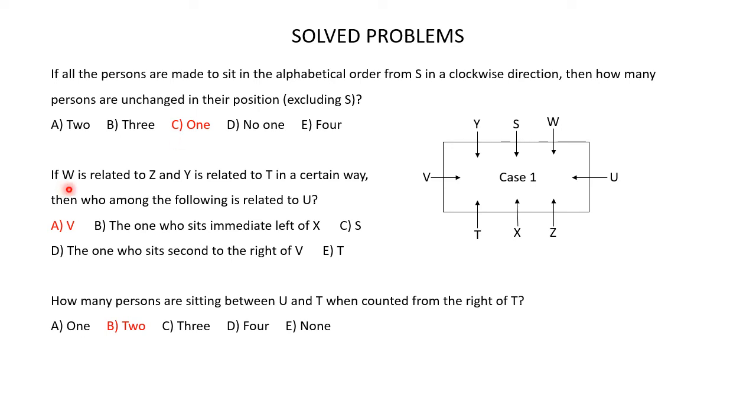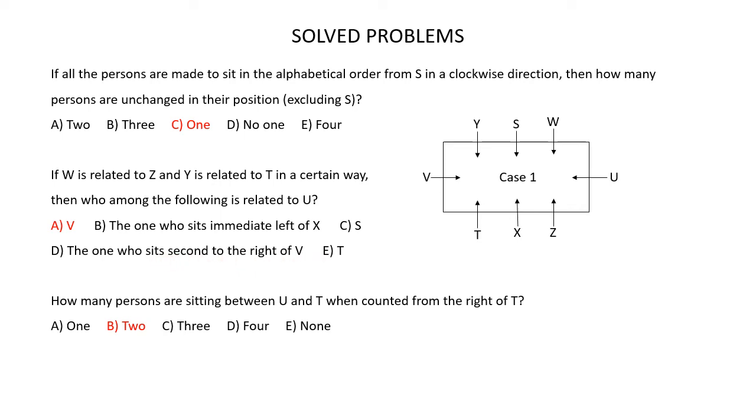If W is related to Z and Y is related to T in a certain way, then who among the following is related to U? You're given 5 options here and you have to find out which of these options is the correct one.